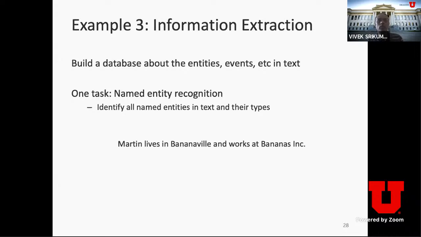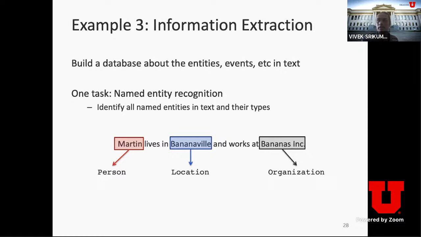Another task is something called information extraction. You're given some text, and you have to, as the name suggests, extract information from it. What kind of information? Imagine that you want to build a database of all the entities and events that are mentioned in the text. For example, I want to build a database of all the names that show up and all their types. So Martin in this sentence is a person, Bananaville is a location, and Bananas Incorporated is an organization.